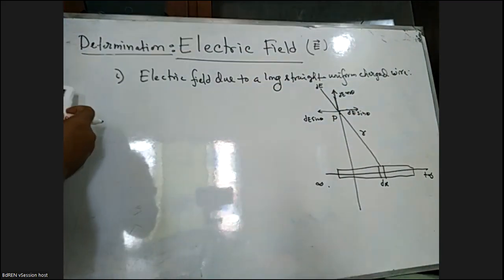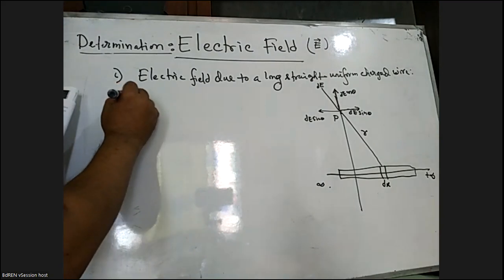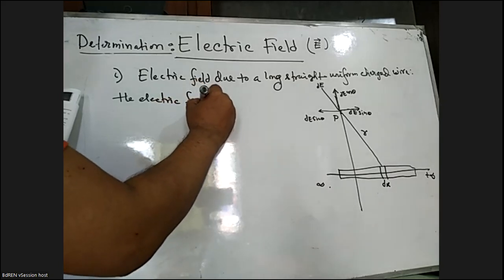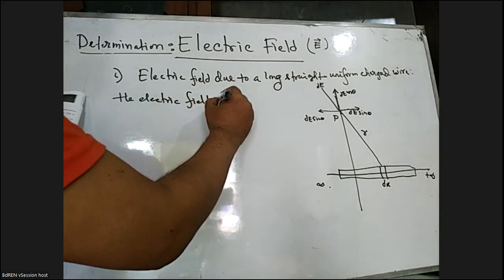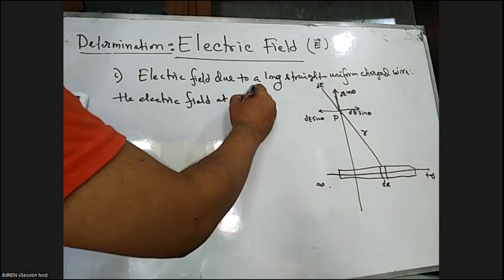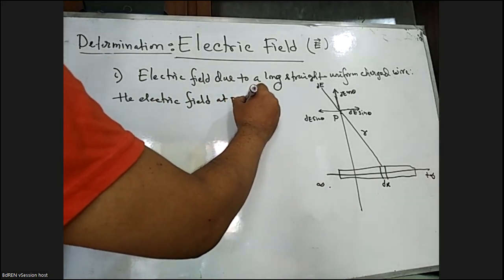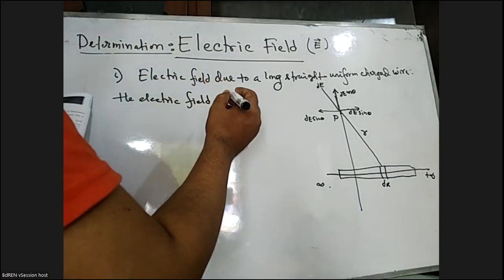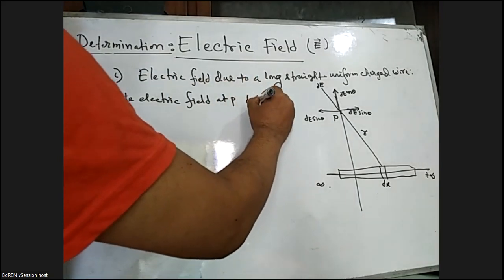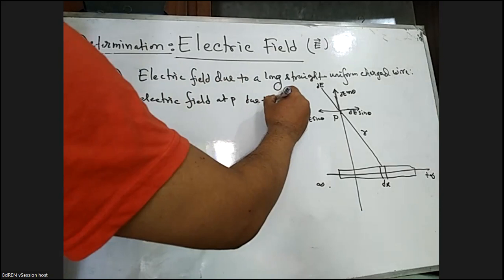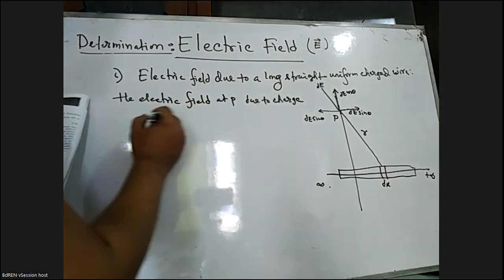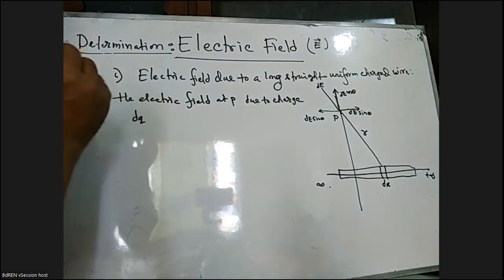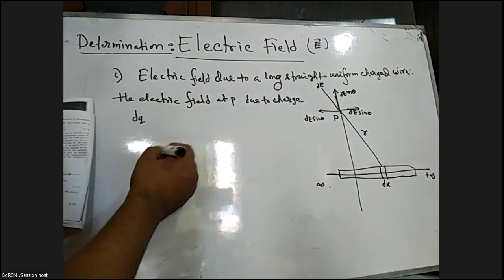Okay, suppose the electric field at P is due to a charge, the electric field due to the charge will be dq, and suppose this dq is the charge.